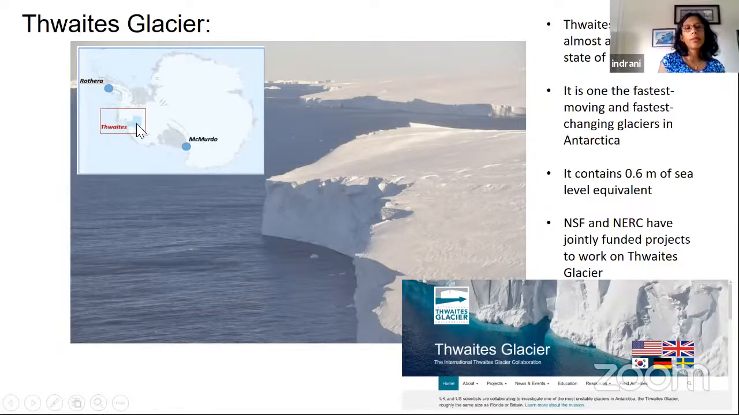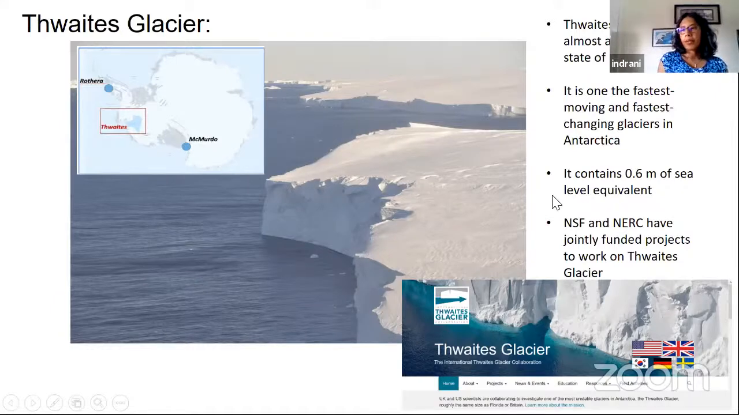And it's one of the most unstable glaciers in Antarctica. It's one of the fastest moving. I showed the velocity map. We saw how fast it was moving, and it's also really fast changing. It contains about 0.6 meters of sea level equivalent. So if you think of that 100-year-old woman I talked about, and if she is 1.7ish meters tall, then if Thwaites Glacier disintegrates, it will increase sea level by roughly almost a third of her height, okay?